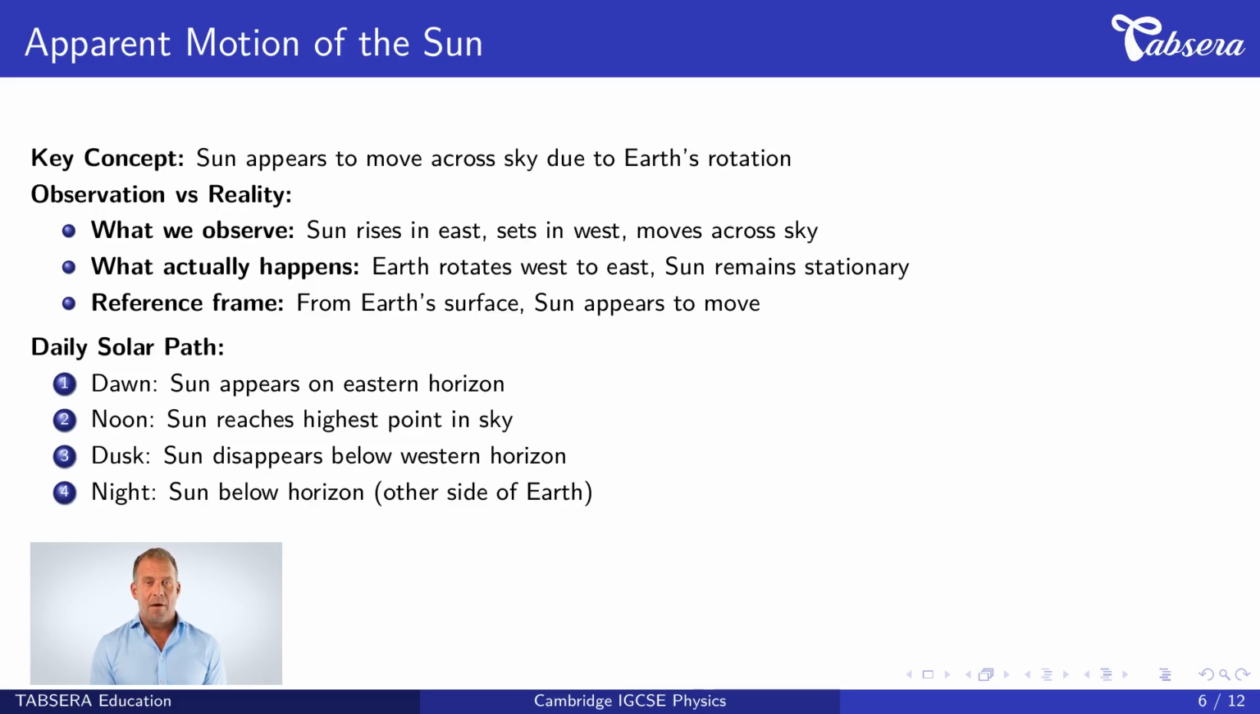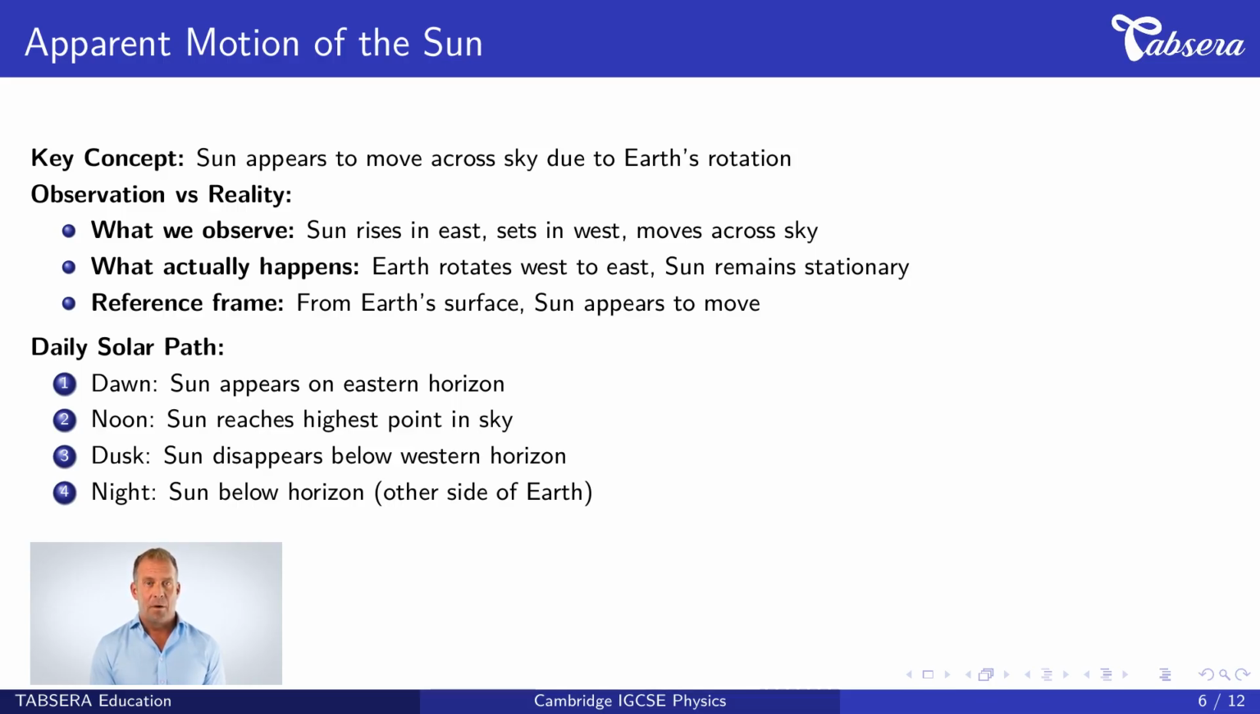Let's understand the apparent motion of the Sun. The key concept is that the Sun appears to move across our sky due to Earth's rotation, not because the Sun actually moves. We must distinguish observation from reality. What we observe is the Sun rising in the east, setting in the west, and moving across the sky during the day. What actually happens is that Earth rotates from west to east while the Sun remains essentially stationary in space. From our reference frame on Earth's surface, the Sun appears to move because we are rotating with the planet.